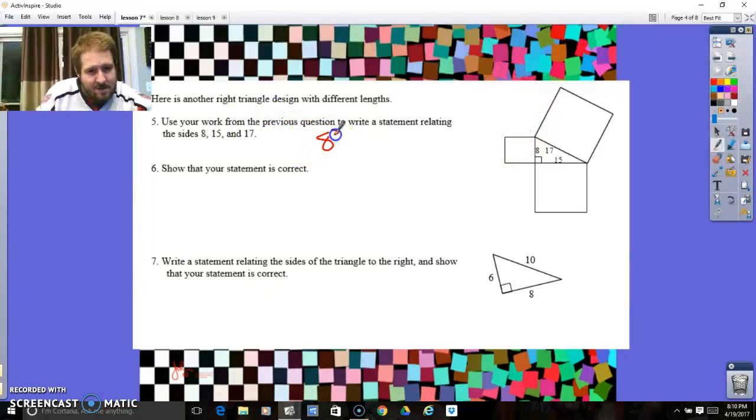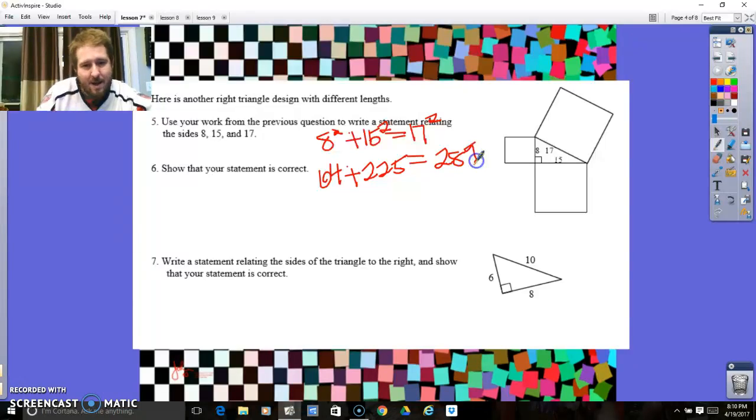In this case, 8 squared plus 15 squared should equal 17 squared. So 64 plus 225 does equal 289. Add these together, you get 289, and 289 does equal 289. 17 squared is 289. Write a statement relating these two sides and show that your statement is correct.